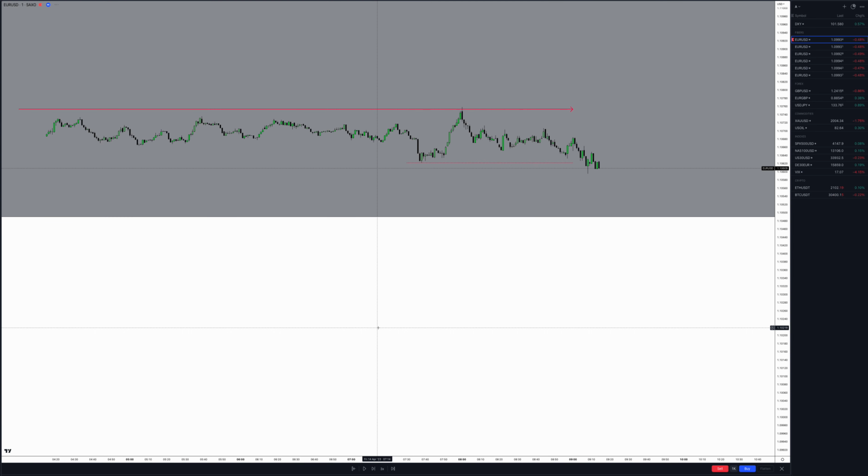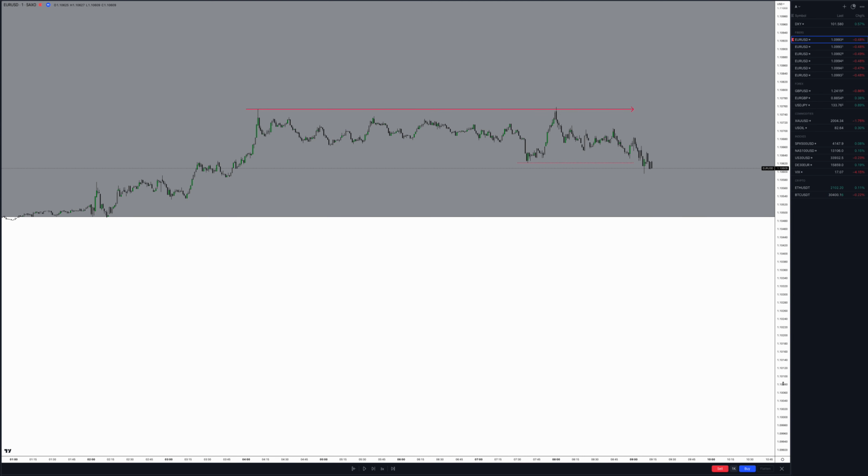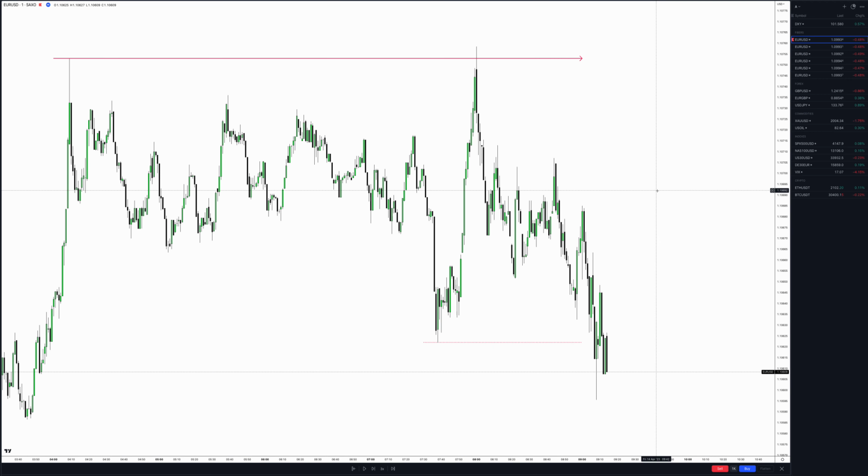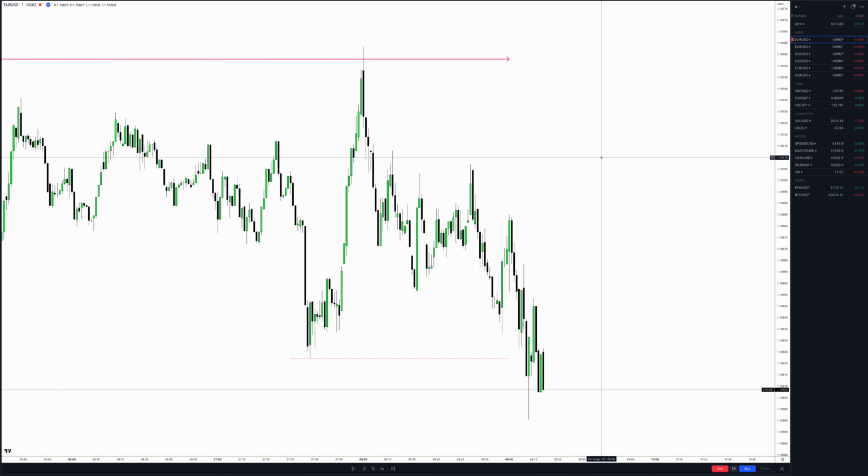So let's have a look at M1. Let me take this off. Okay. Let's have a look at M1. What do you see here? Yeah, we see kind of an equal high, like a low resistance liquidity run.